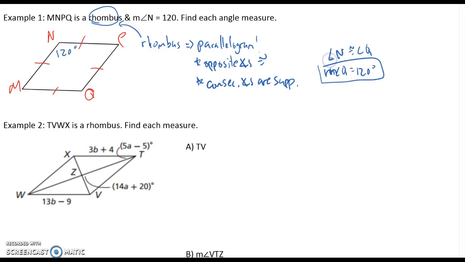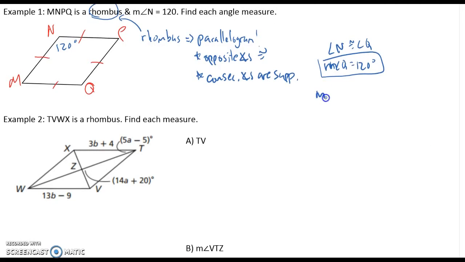There's one. Well, since we know our consecutive angles are supplementary, we would know that the measure of angle N plus the measure of angle P should add up to 180 degrees, right? So plugging in 120, I can figure out the measure of angle P is 60 degrees.